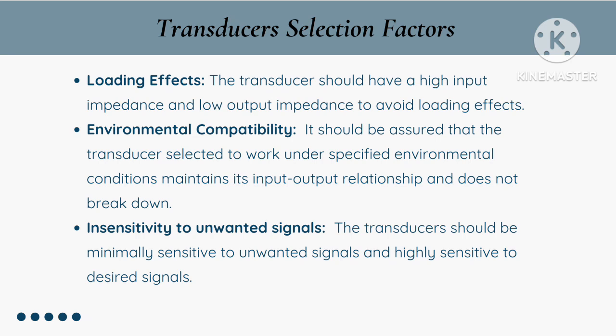So, ang kaning high input impedance, i-ensure niya nga ang transducer daw kay mo draw og minimal energy from the system being measured para ma-preserve iyang natural state. Then, ang low output impedance, i-ensure niya that the signal is transmitted efficiently to the next stage, such as a processor or display, without losses. Then, next is environmental compatibility.